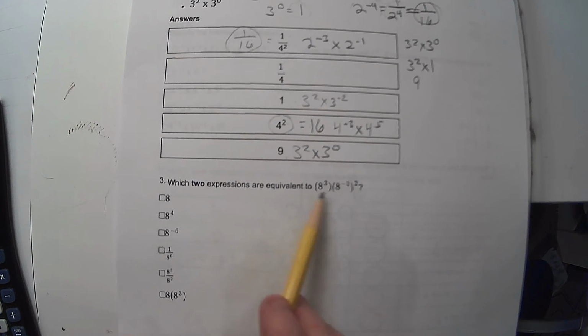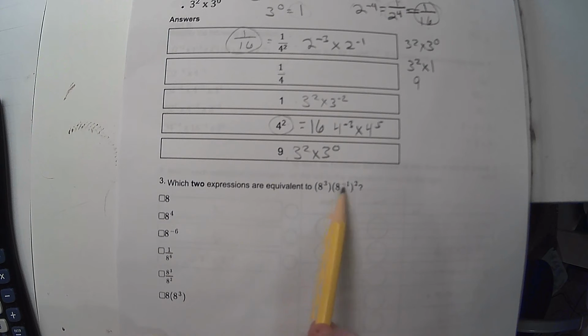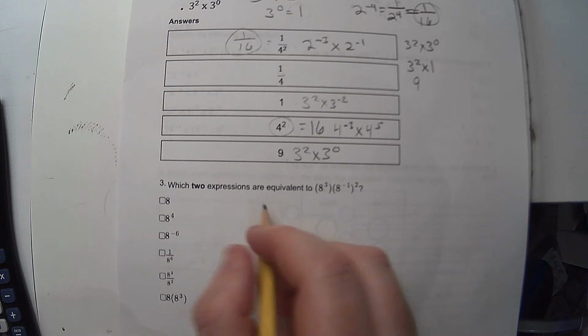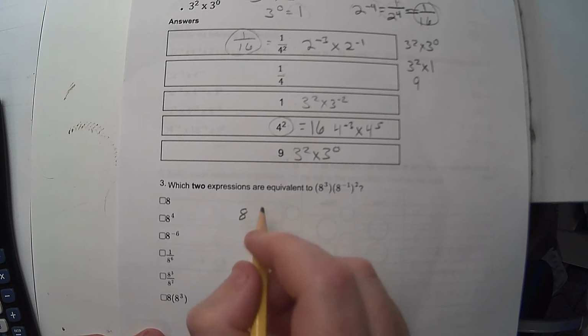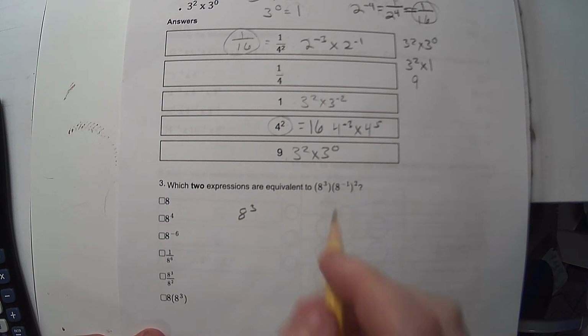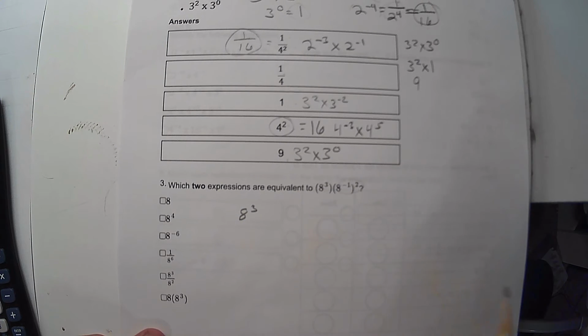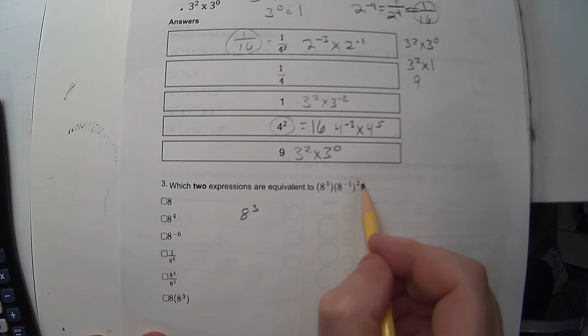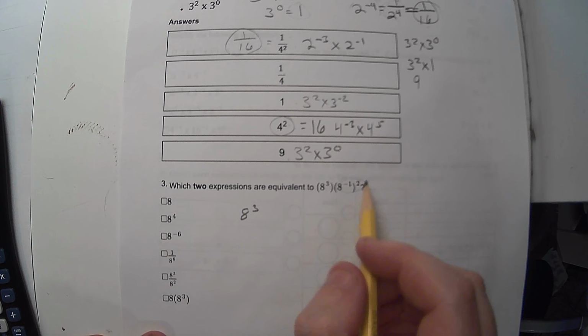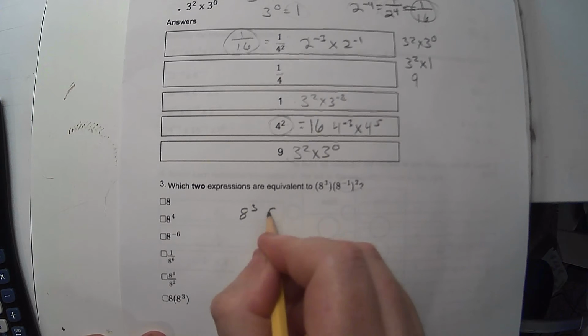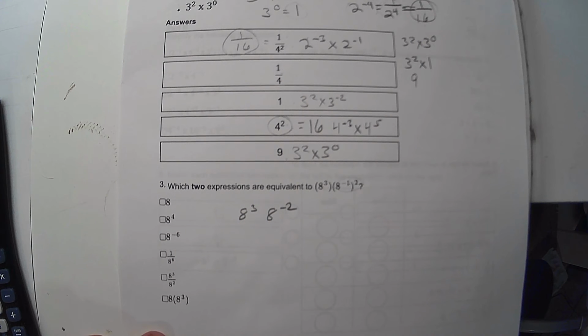Which two expressions are equivalent to 8 to the 3rd times 8 to the negative 1, squared? I'm telling you, these test makers, they love throwing in some challenges. So we've got 8 to the 3rd. Let's deal with this situation here first. I've got 8 to the negative 1 with a 2 on the outside. There is a parentheses. So in this case, according to my rules, I think rule number 3 is what we talked about, I've got 2 times the negative 1. So that's going to give me a negative 2.